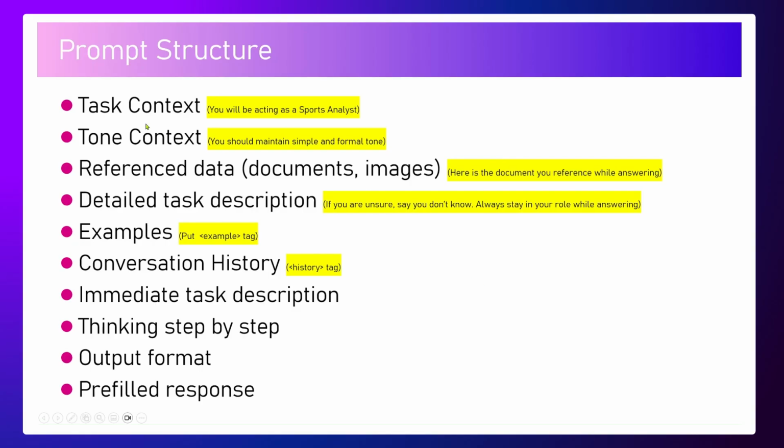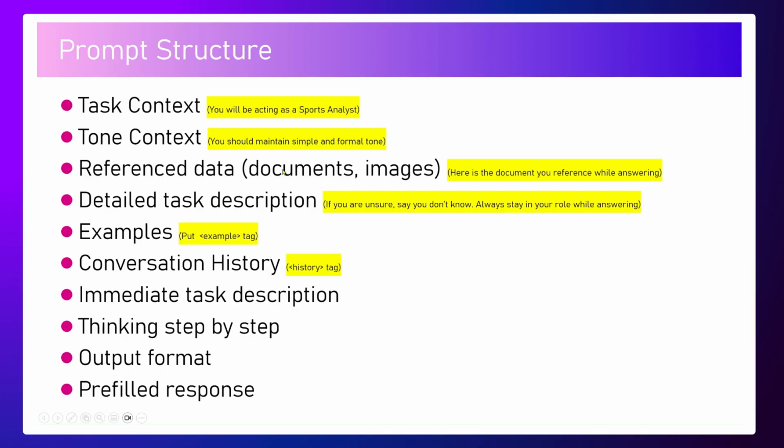From a prompt structure perspective, what does the prompt contain? Task context. You need to tell the agent exactly what is expected of it. Say I'm building a sports analysis agent. I'll explicitly tell my agent, you will be acting as a sports analyst. You need to use those words: you will be acting as something. So you are giving that role to the LLM model. Tone context. You should maintain a simple and formal tone. It depends on the scenario, but make sure that you put some sort of tone description so that the agent responds in a specific tone.